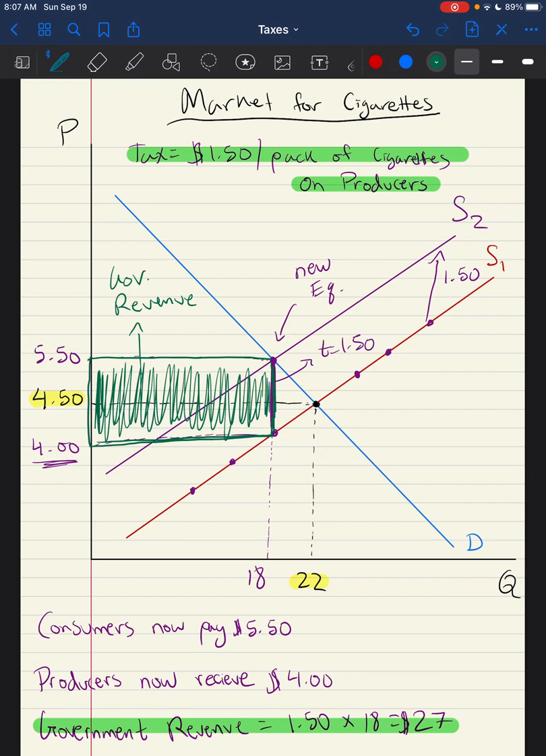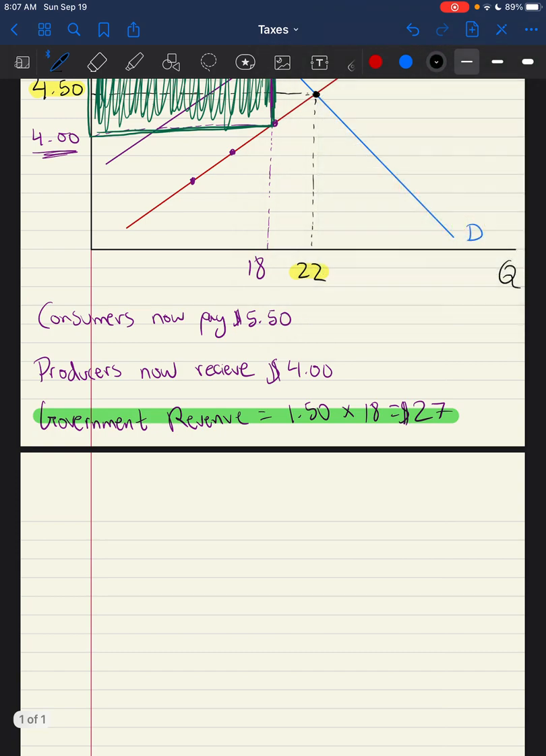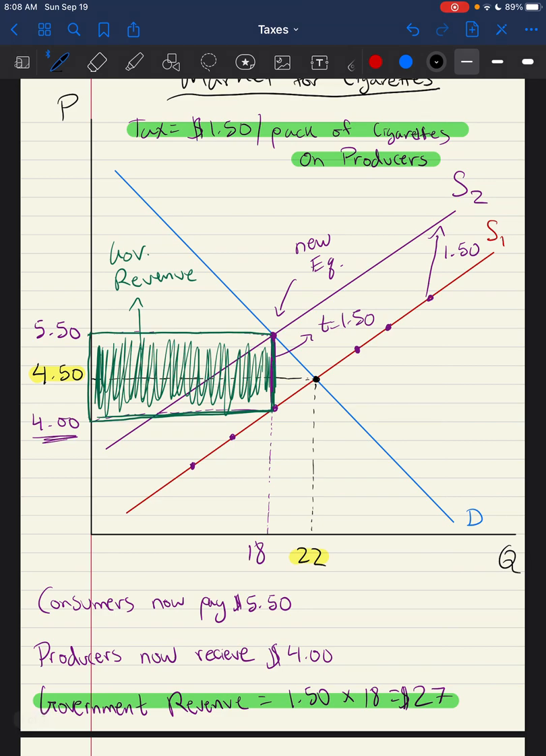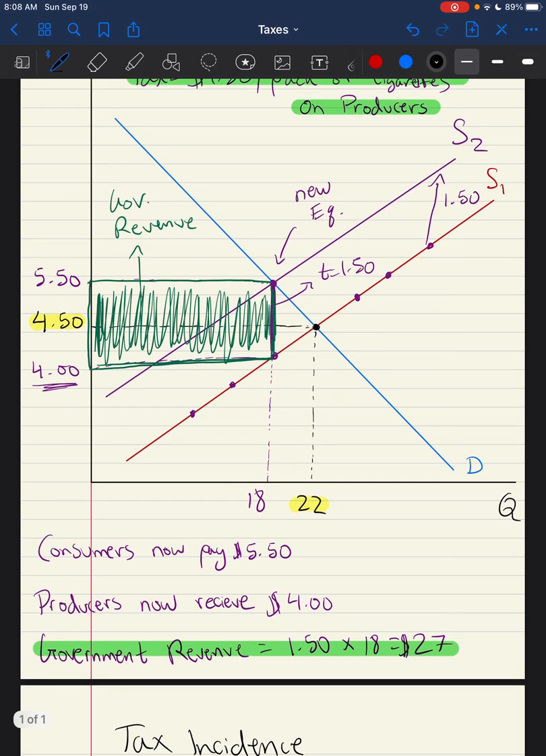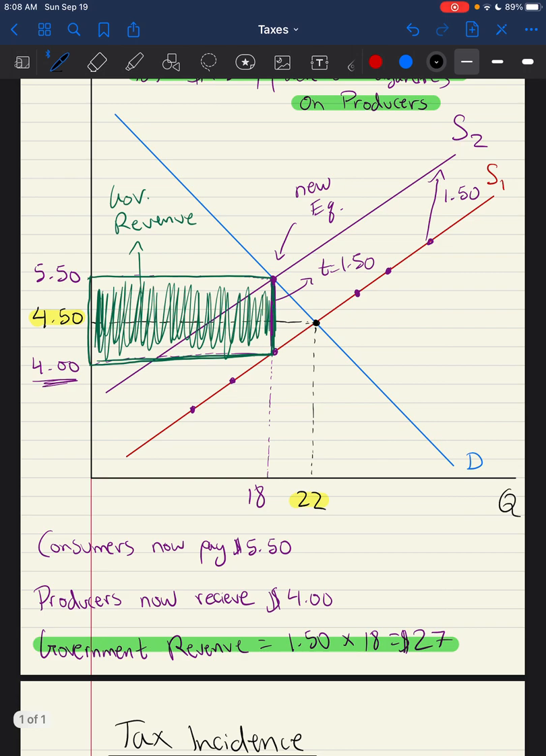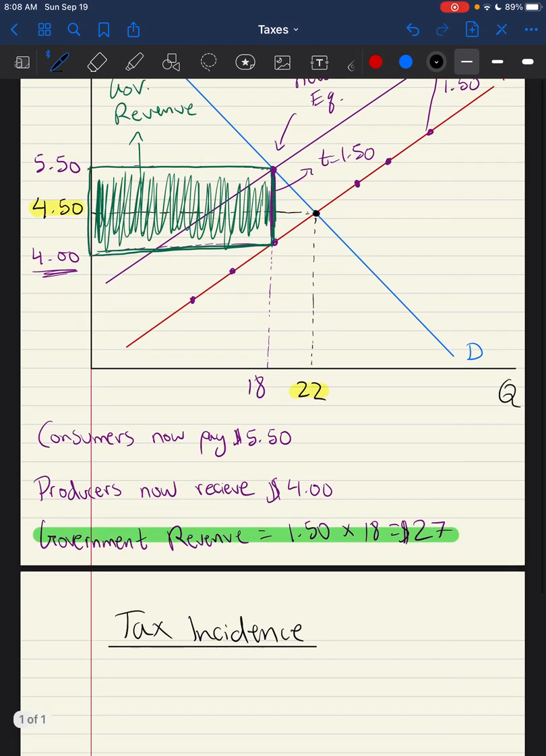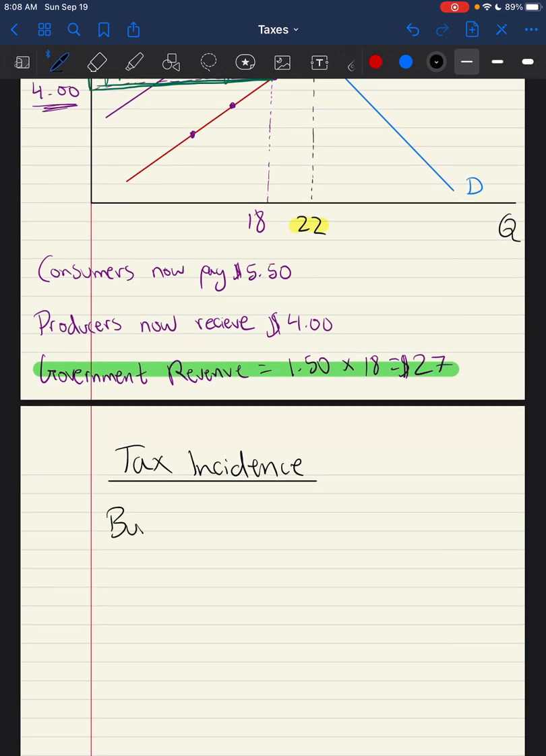So now I want to talk about tax incidence. Recall what tax incidence is: it's the true division of the burden that this tax places on consumers and producers. Producers are actually the people who have to give $1.50 per pack back to the government, but what about the burden of the tax? Who does this fall more on, consumers or producers?